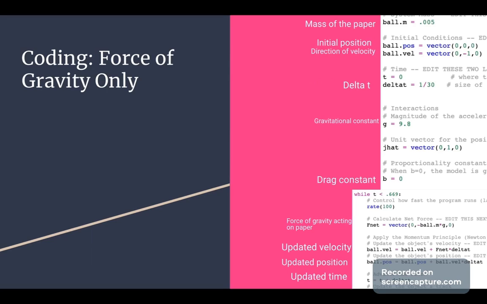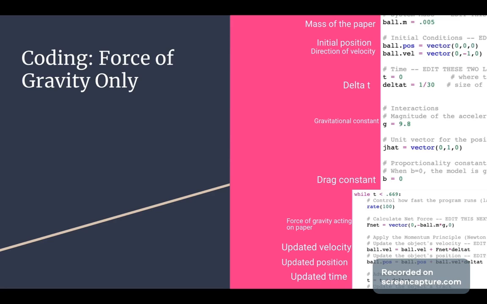The GlowScript code modeling only the force of gravity on the paper starts with the mass of the paper being defined as 5 grams or 0.005 kilograms. The initial position is set as previously stated, and the direction that the paper is falling is also set. The delta t is 1/30th of a second, meaning the position of the paper will be marked every 30th of a second. The gravitational constant on Earth is defined as negative 9.8 meters per second squared.